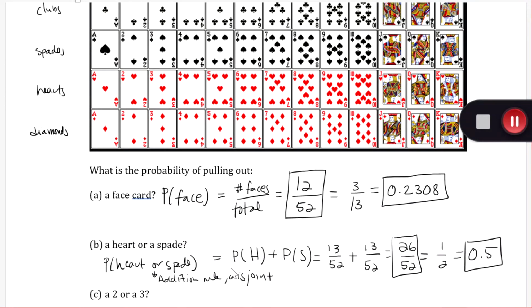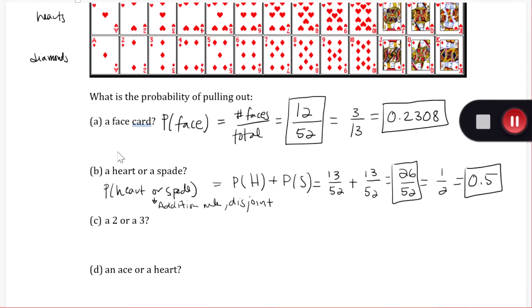I want you to notice that you could have thought of this as a single event, and been like, how many times in my deck of cards could I get a spade or a heart? And there'd be 26 out of 52. So oftentimes you can go through and calculate these without the addition rule, but the addition rule, especially when they're not disjoint, is much more straightforward.